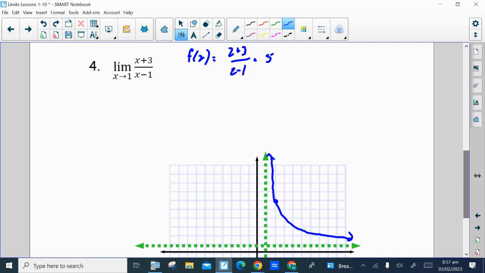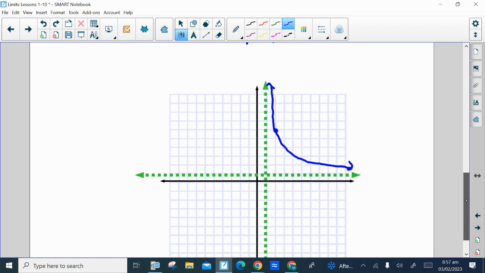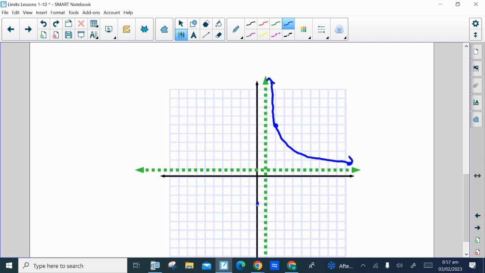On the other side, let's choose a value to the left of positive 1, again, because that's where our vertical asymptote is. Let's find out what f at 0 is. So you're going to have 0 plus 3 over 0 take away 1, which will be 3 over negative 1, or negative 3. So the point 0 comma negative 3, our y-intercept is right there. And again, that's all we really need to know.